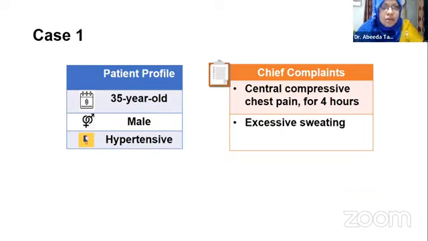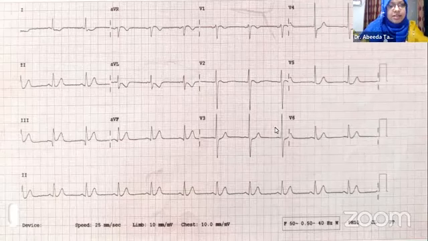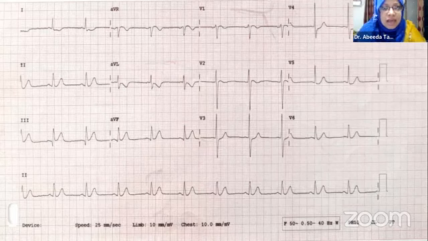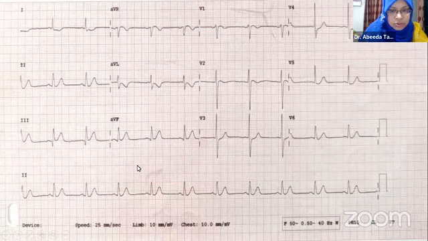A 35-year-old hypertensive male presented with central compressive chest pain and excessive sweating for 4 hours in our emergency room. And here is the ECG. So I'd really like to ask a volunteer from the attendees whether they would like to comment on this ECG.